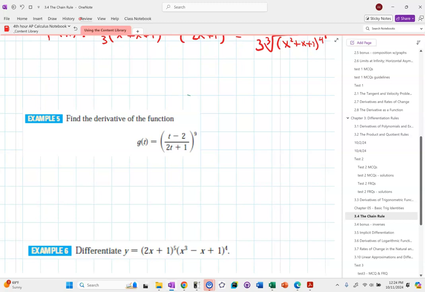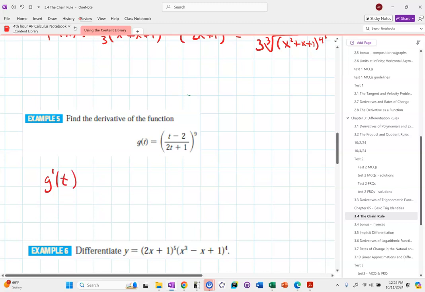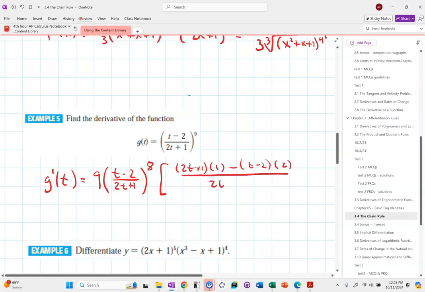Did you guys see that? Okay. So we're going to have the derivative of the outside, 9 inner function to the 8th times the derivative of the inside. So that's the quotient rule. The bottom times the derivative of the top minus top times derivative of the bottom all over bottom squared.